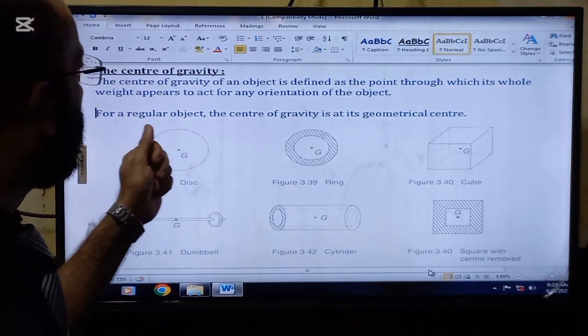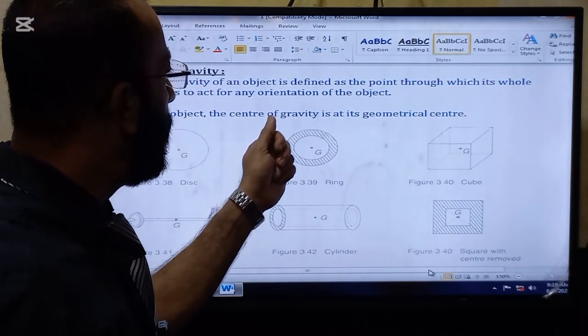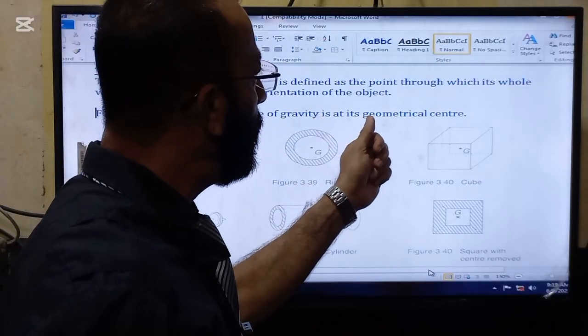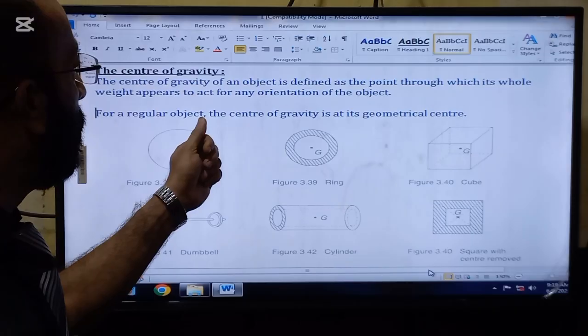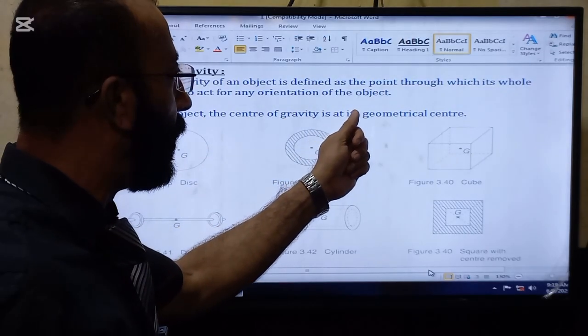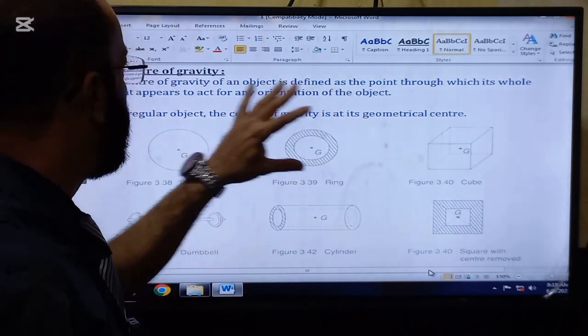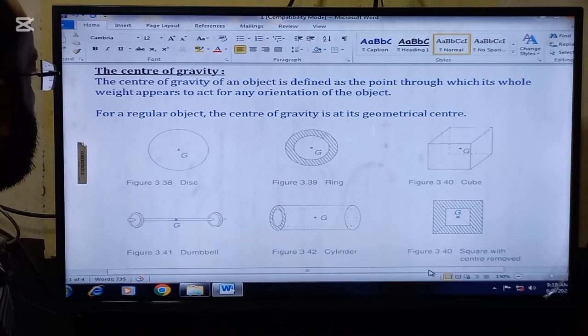The center of gravity of an object is defined as the point through which its whole weight appears to act for any orientation of the object. This is the definition of the center of gravity.